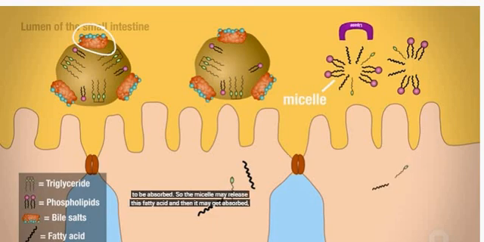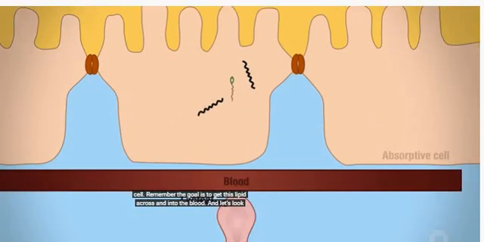Let's go ahead and return to the situation where we freely diffuse our fatty acids, or our lipid, into the epithelial cell. Remember, the goal is to get this lipid across and into the blood. And let's look at how this happens. Here comes your monoglyceride and your free fatty acid, right? And we know how they got across the apical membrane by freely diffusing. Now what happens to them?